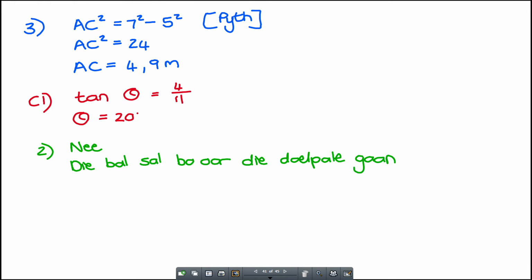Right, there's number 3. At 3 I just used normal Pythagoras to work it out. And then at C, they say I must work out that angle theta, right? So theta, if you rounded it off, it will give you 20.